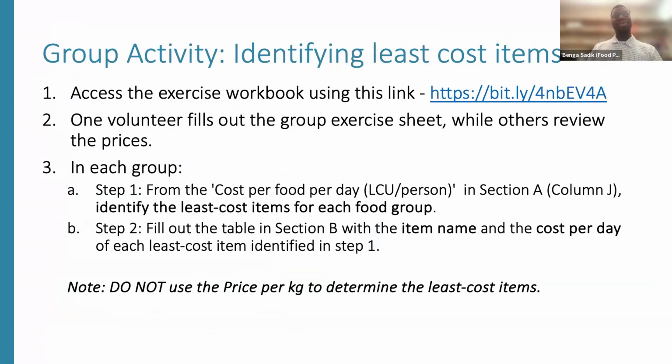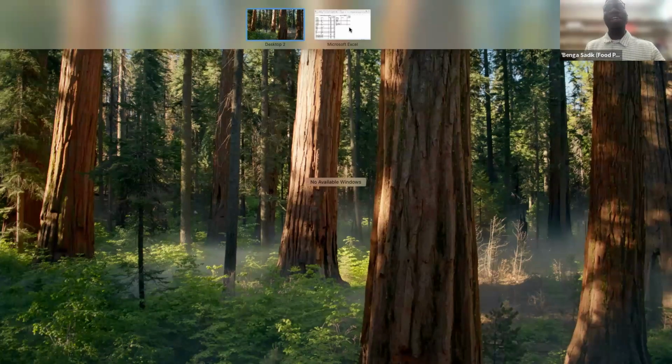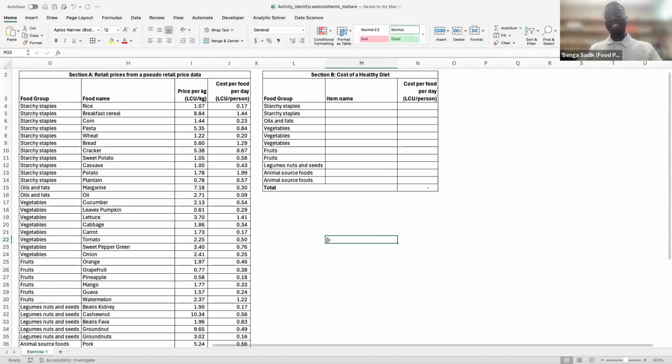So we will go into an exercise very quickly, but before we do that, I will explain what we'll be doing in the exercise. Essentially, we have a set of data that has been pre-calculated with the cost per day. All we need you to do is to identify the least cost items within each food group for those food items. To do this, we'll go into breakout groups, and we have an exercise sheet for each group to use. I will show a demo very quickly, what exactly is expected in this exercise.